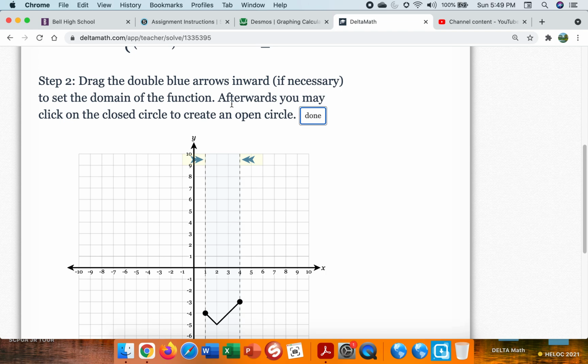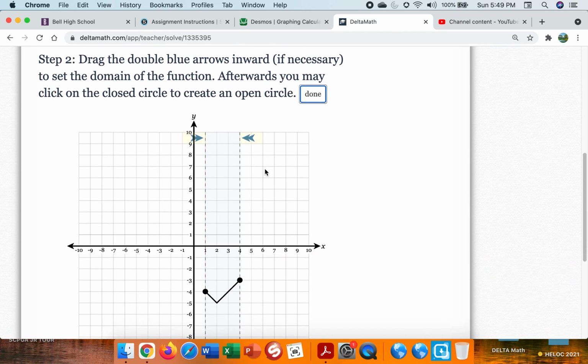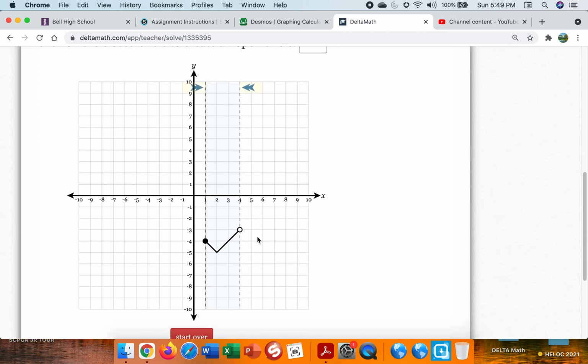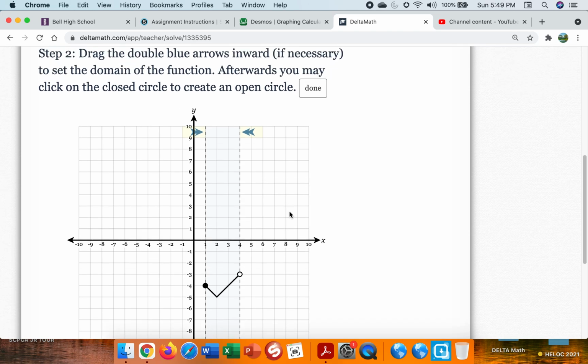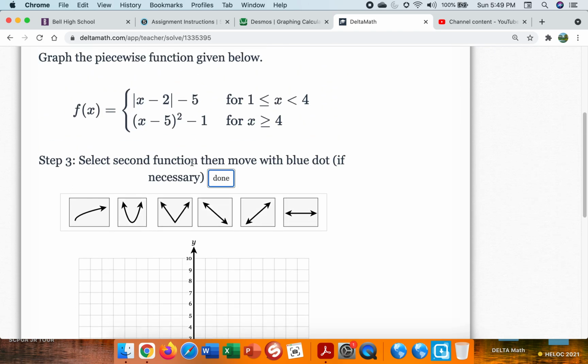And before we think we're done, you may click on the closed circle to create an open circle. We have to see which of these endpoints are open or closed. The 1 has the equal sign, so that one should be filled in. But the one by the 4 does not have the equal sign, so this one over here should be open. And then we can click done. I think we are done with this one.